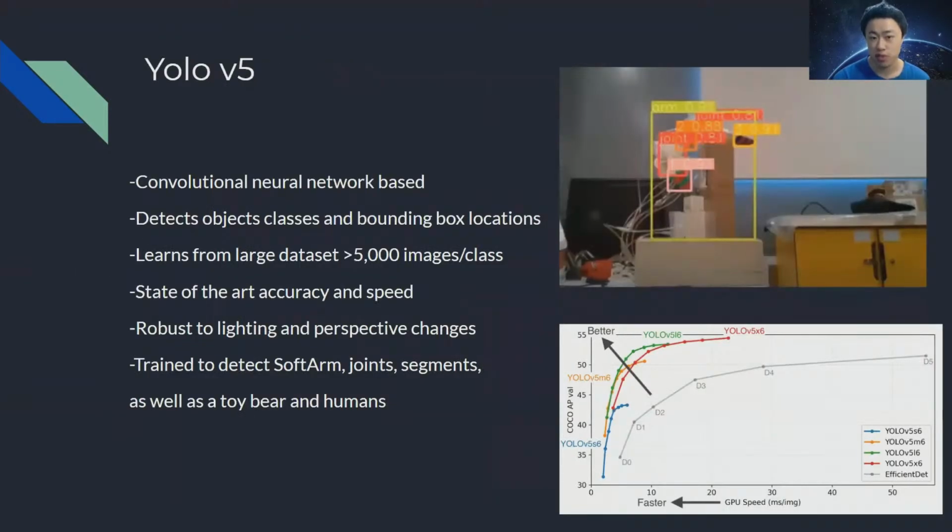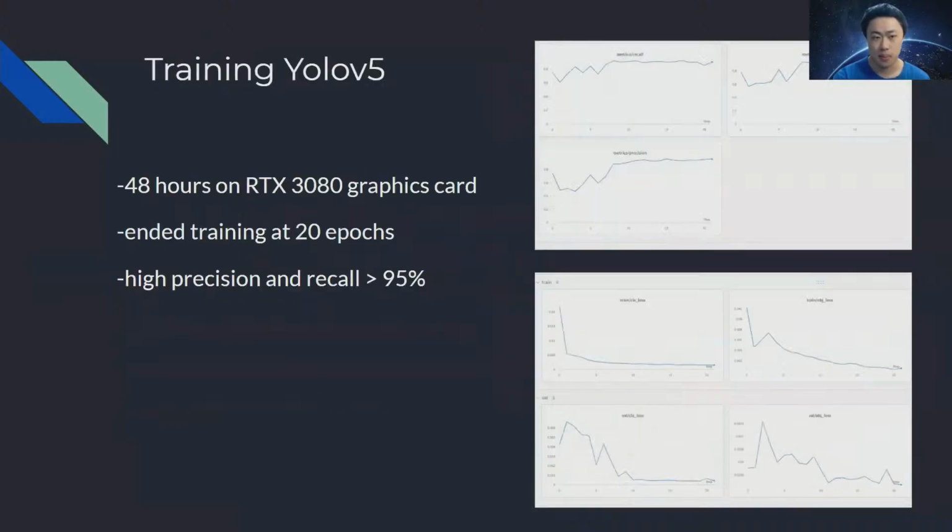YOLO v5 is a convolutional neural network, which both predicts where objects are as well as what they are. But it requires a very large data set to be quite accurate, which we have. It achieves state-of-the-art speed and very, very high accuracy. It's only a little bit lower than some of the best models, which are much, much slower. And it's quite robust to lighting and perspective changes. And we trained it to detect the soft arm, its joints, toy bears, and humans.